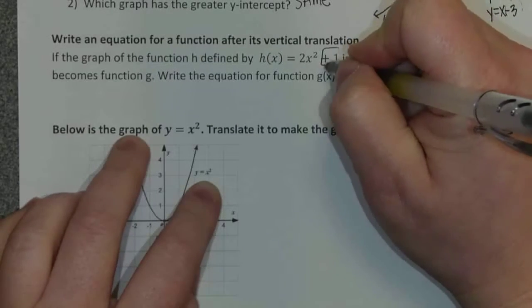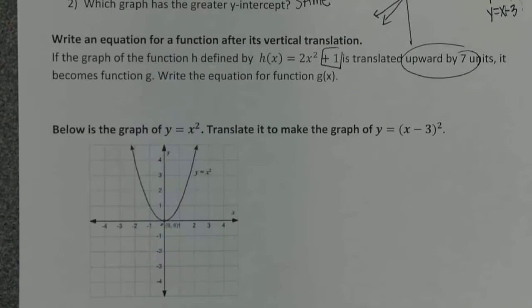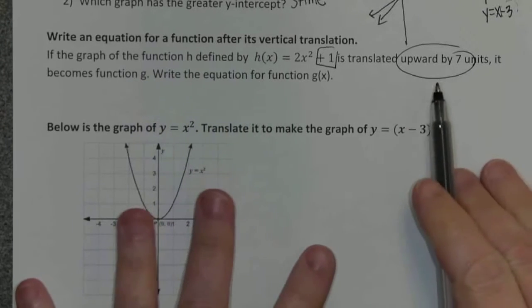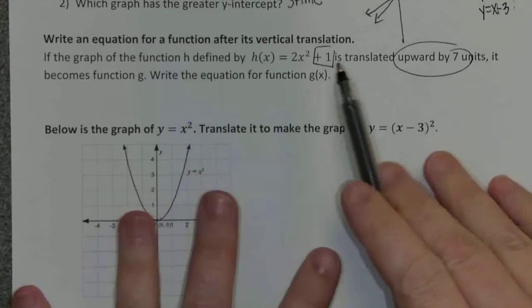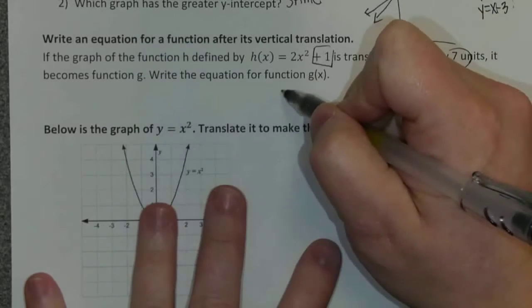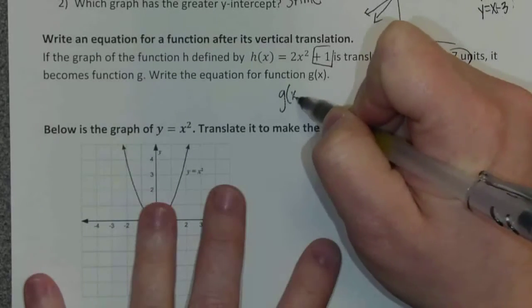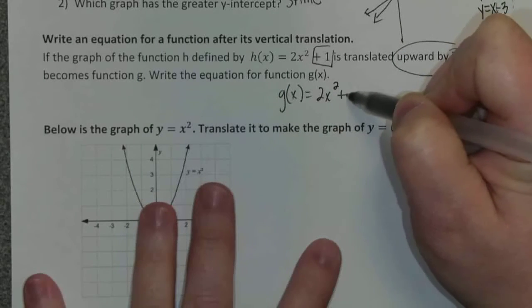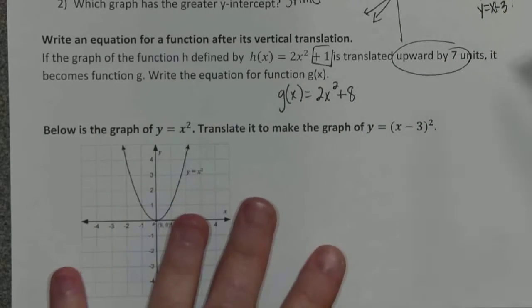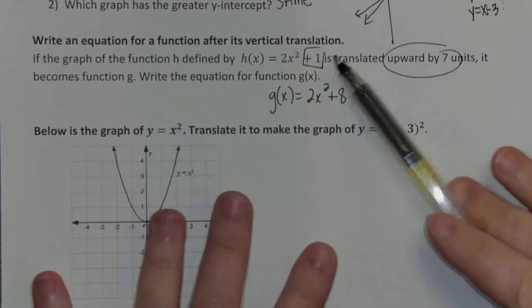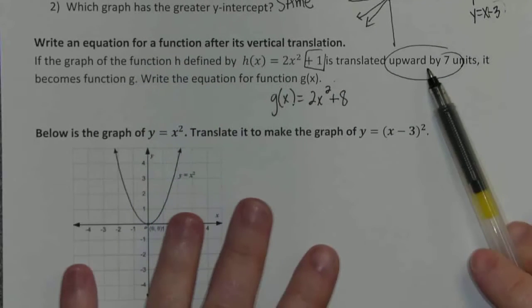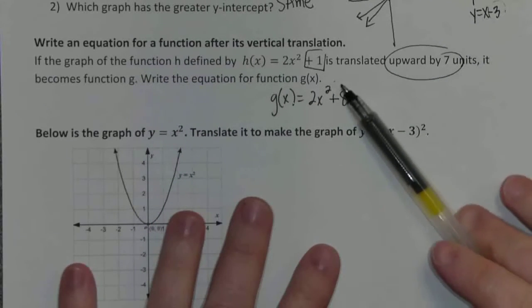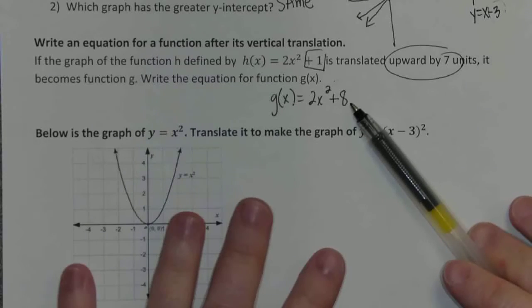So tell me what this plus 1 tells me that I've done. It says I've already moved up 1 unit, right? If I need to move it up 7 more units, what's this number going to be? Say it louder. It's going to be 8. So to take this graph and move it up 7 more units, I would now be up at 8.